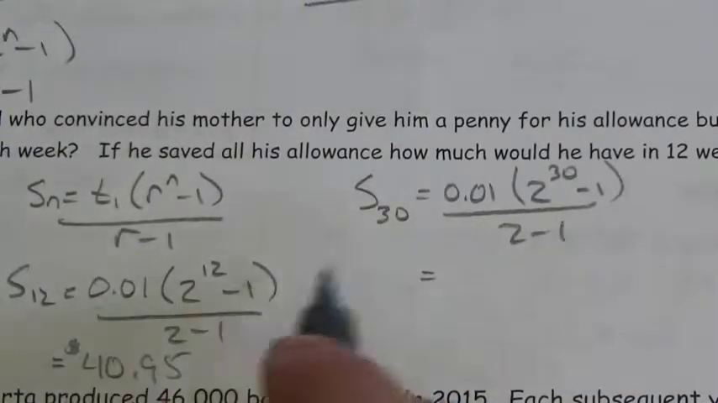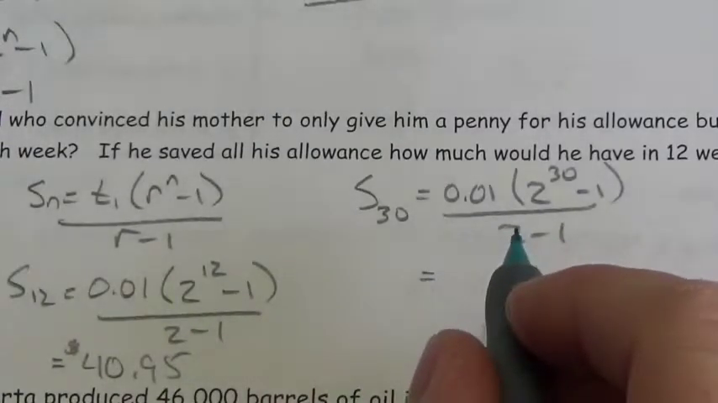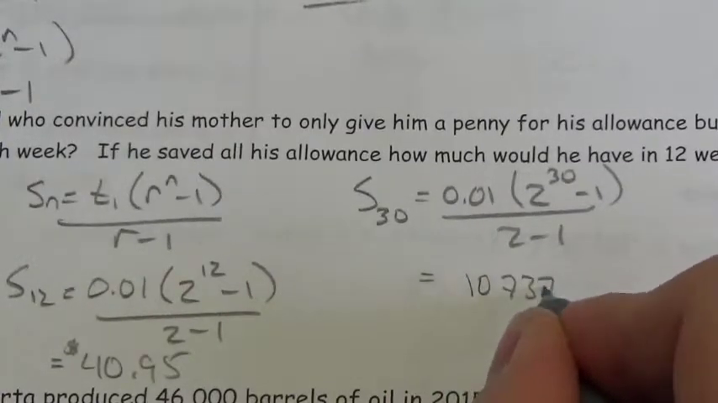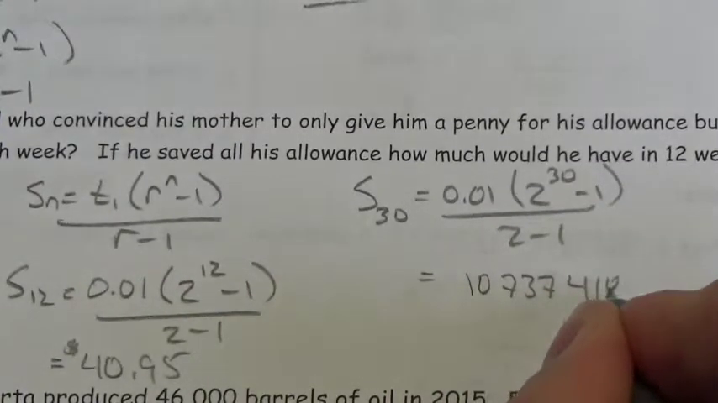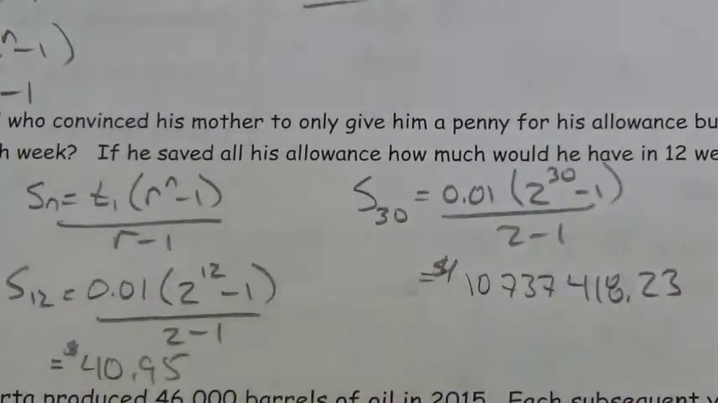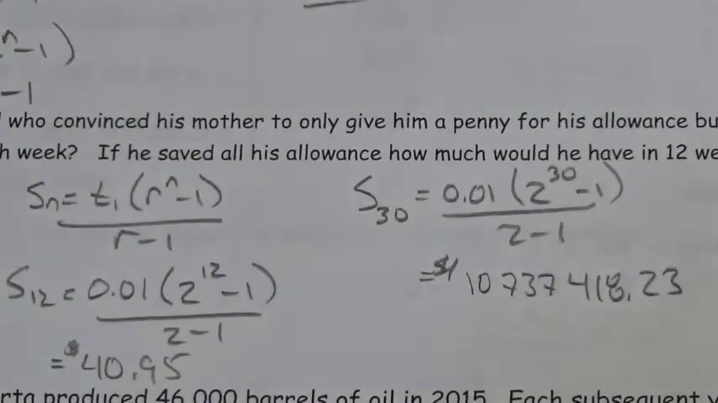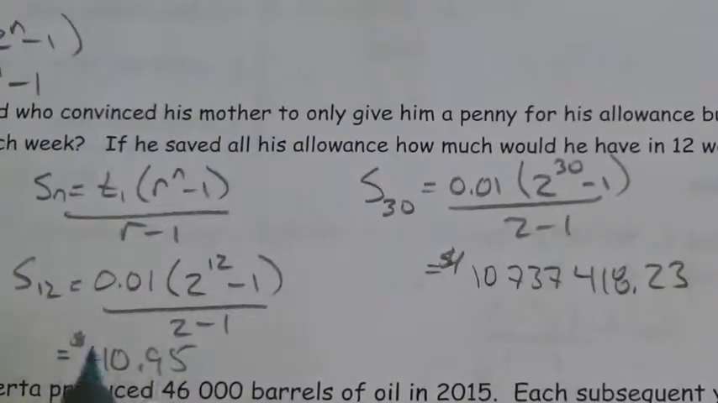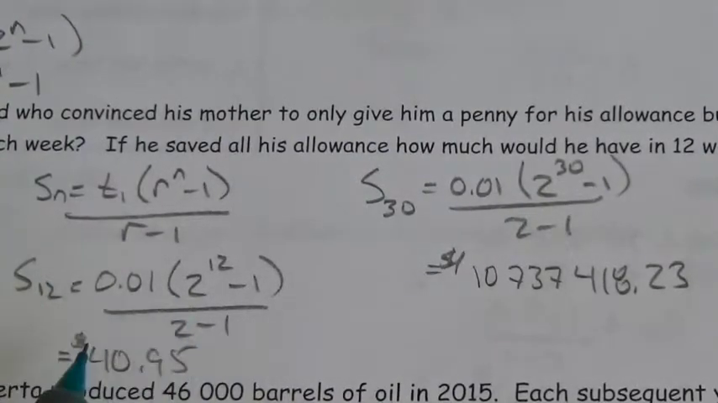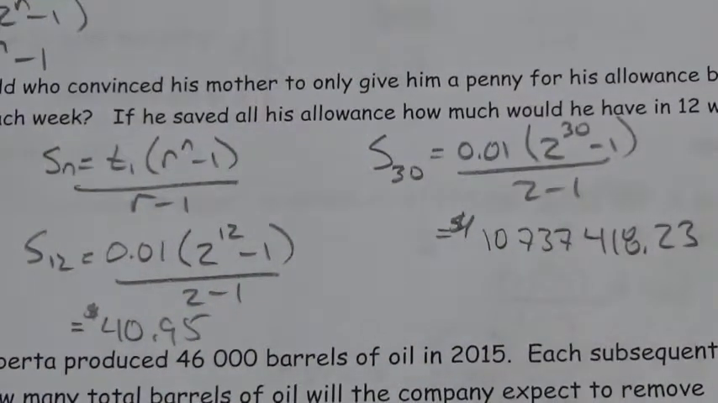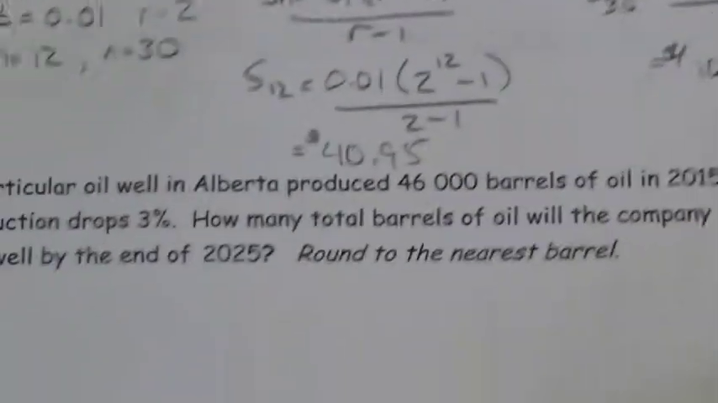Well, between the 12th week and the 30th week, you go to your calculator, there is a substantial improvement in his financial situation. By the time he gets to the 30th week, he will have saved $10.7 million. Okay, so even though, once again, with geometric sequences we see very slow growth up front, man, it starts to go fast in a little while. Unbelievable. All right, one last question here.